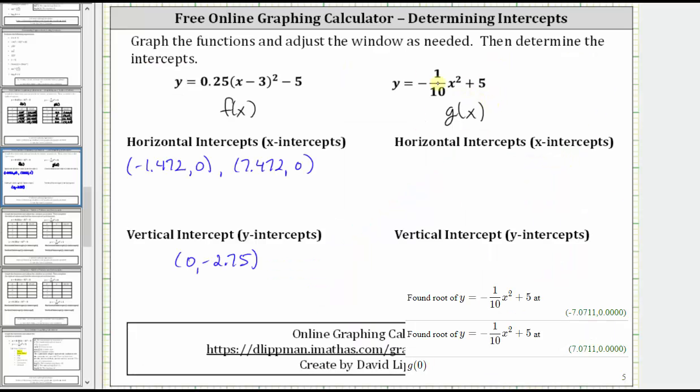One of the x-intercepts for the second function is approximately negative 7.071, 0. Again, rounded to 3 decimal places. And the second x-intercept or horizontal intercept is approximately 7.071, 0. And the vertical intercept is the ordered pair 0, 5.